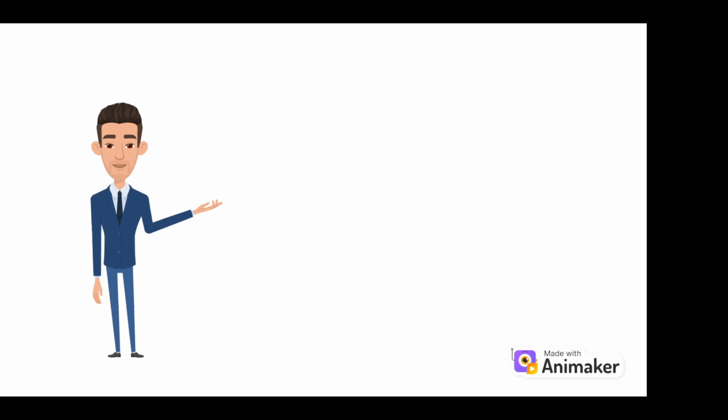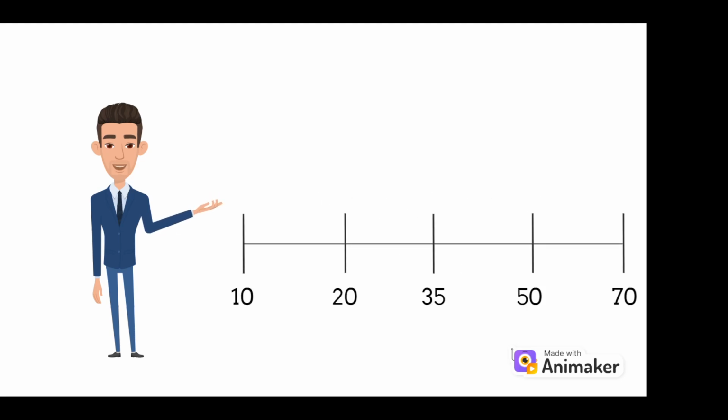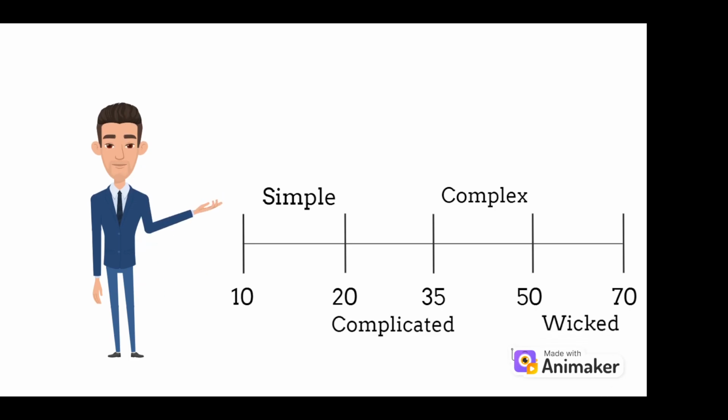Each category is given a score from 1 to 7, and all the scores are summed up to a total out of 70. Based on the total score, the problem is defined to be simple if the score is 10 to 20, complicated if the score is 20 to 35, complex if the score is 35 to 50, and wicked if the score is 50 to 70.